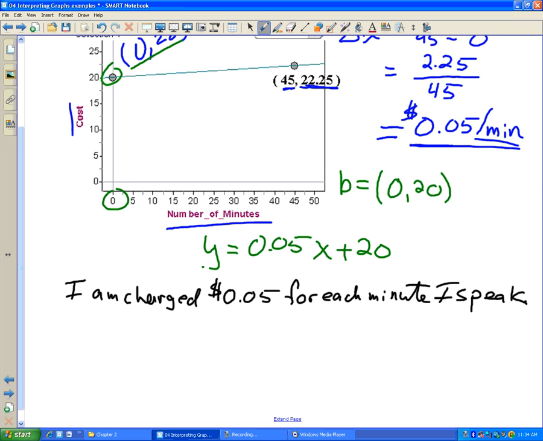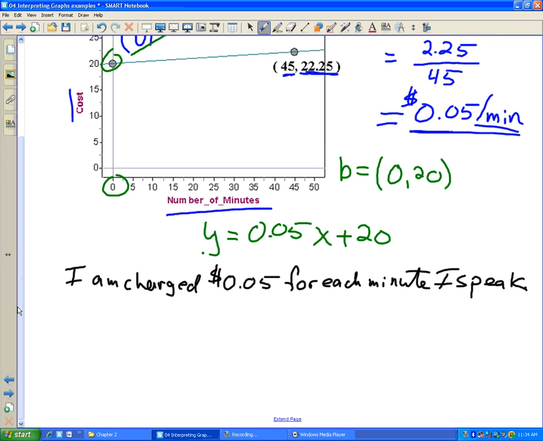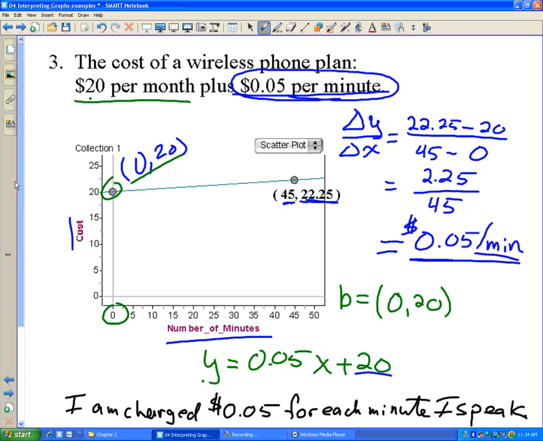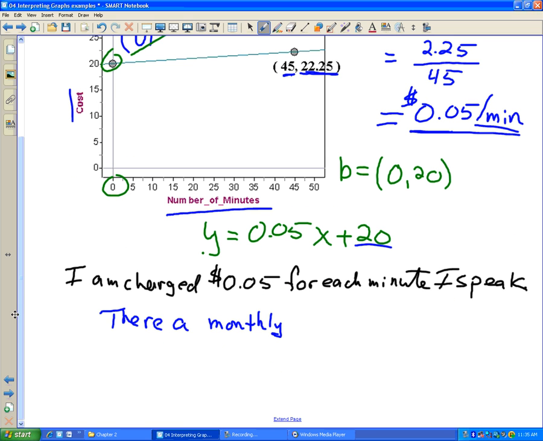Okay, what's my y-intercept? My y-intercept we said was 20, so that means that there is a monthly fee of $20. That has nothing to do with the number of minutes, which is what my x is, number of minutes. But that is added to my cost, so that's my initial amount. There is a monthly fee of $20. So that's my third example.